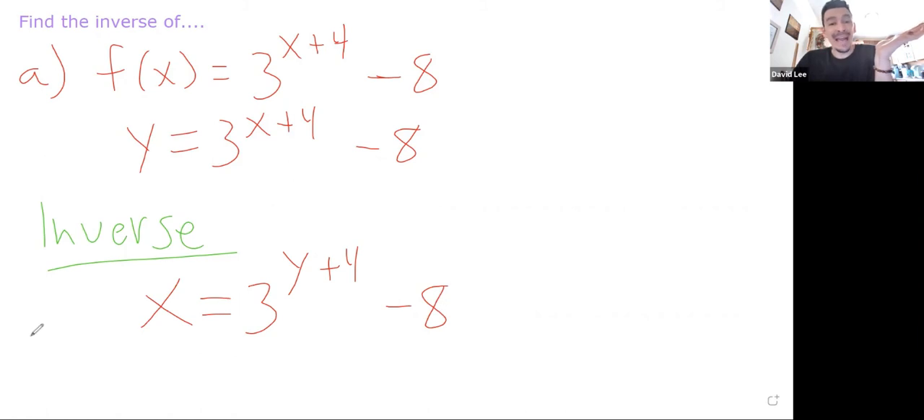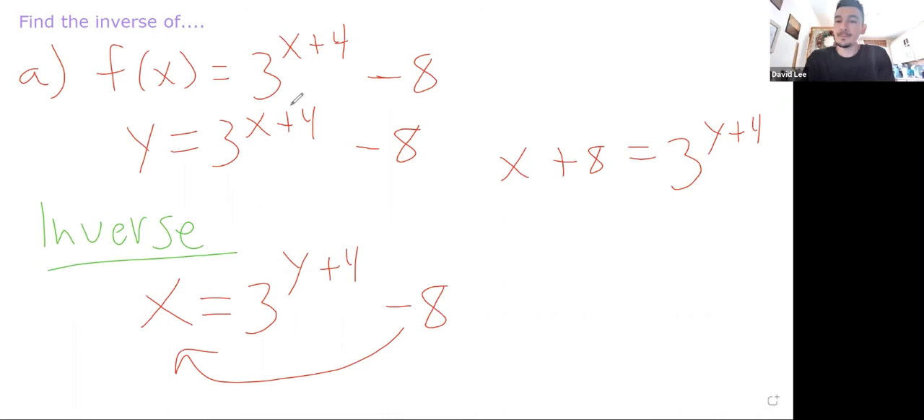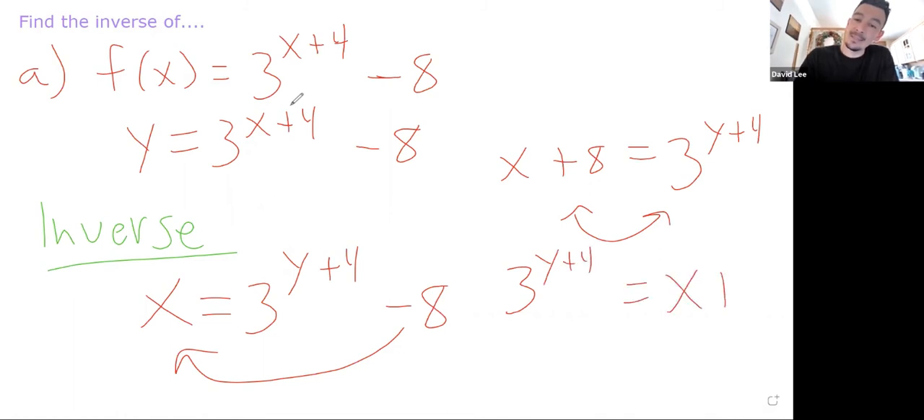And so why don't you guys add 8 to the other side? Just move that to that side. So it'll be x plus 8 equals 3 to the y plus 4. Why don't I just switch the left and the right? So this would be 3 to the y plus 4 equals x plus 8. Okay, so that's what I have so far.